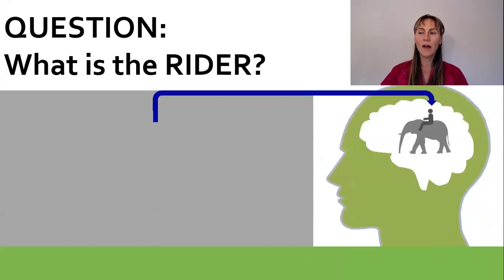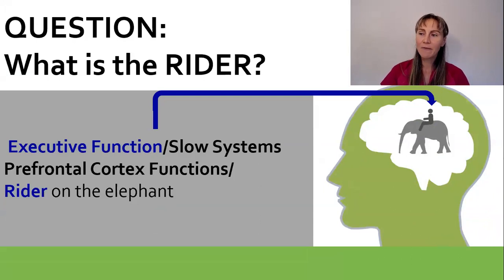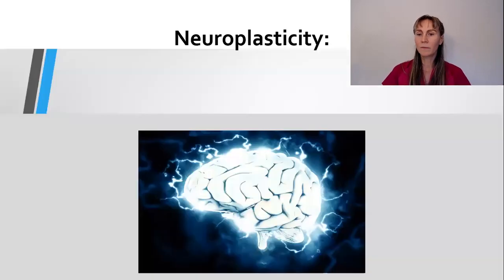And then the next question is, what is the rider? I call the rider different things. Executive function just means thinking about thinking. And you've heard me refer to it as slow systems, or the prefrontal cortex regions, or the rider.